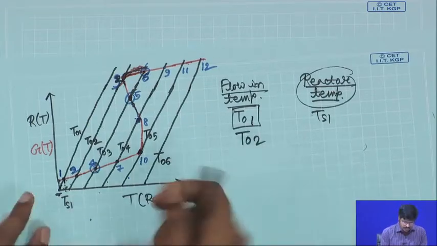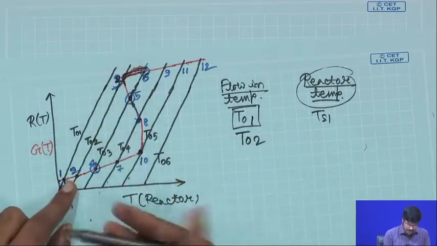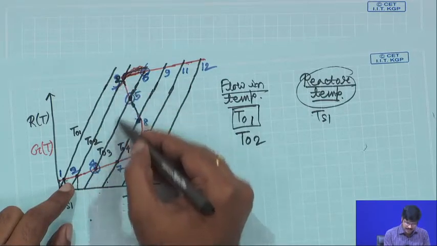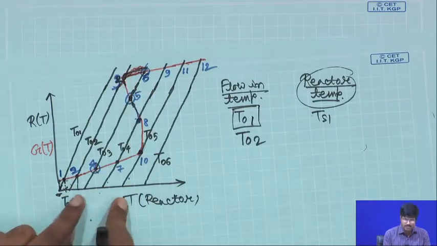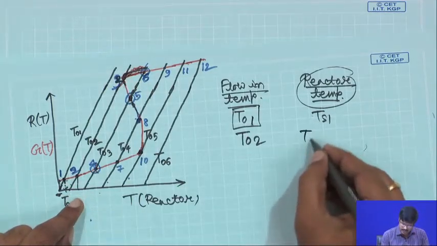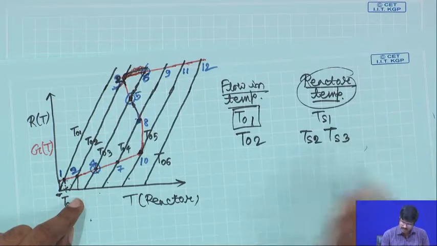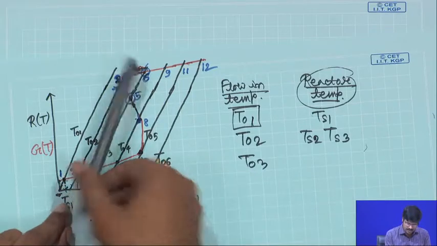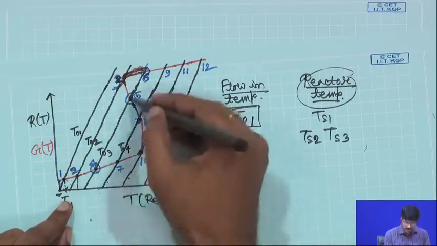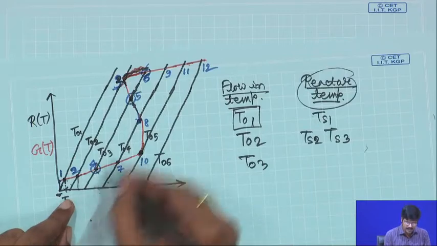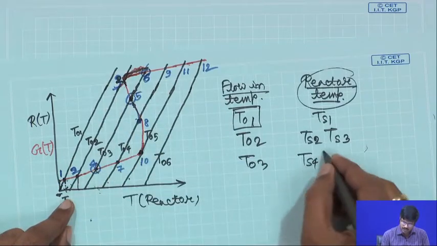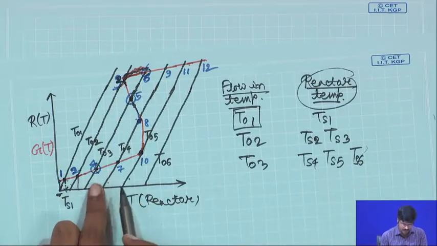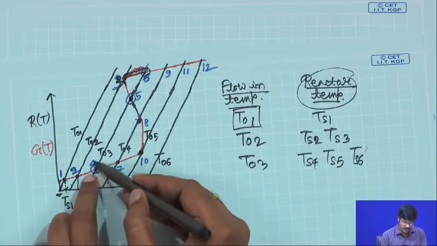So, for T02 it is this line. You have basically two temperatures at which the reactor can attain steady state. Those are Ts2 and Ts3. Correspondingly for T03, there are three temperatures on the x axis at which the steady state can be attained. That will be Ts4, Ts5, Ts6. That is why I have marked the points like that.